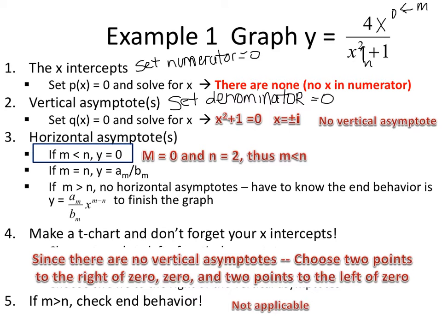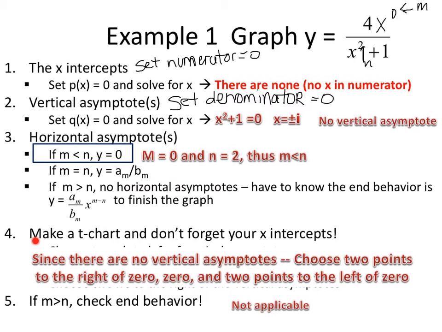So is m less than n? Is m equal to n? Is m greater than n? Since m is 0 and n is 2, that means that m is less than n. 0 is less than 2. So we're going to pick the first one, which means that we have a horizontal asymptote at y equals 0.